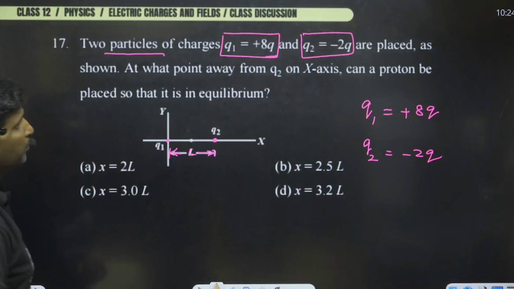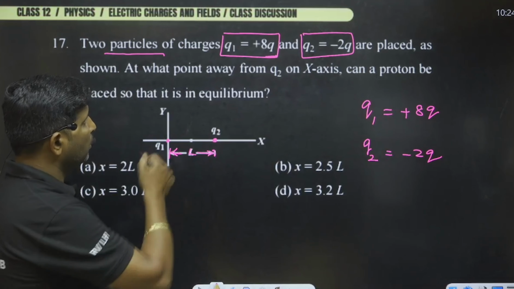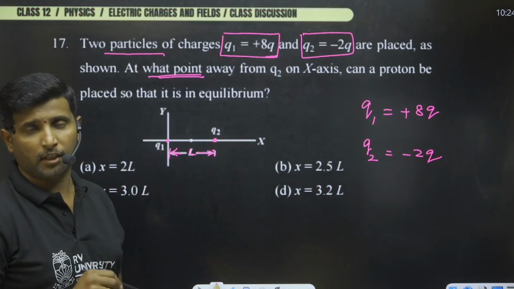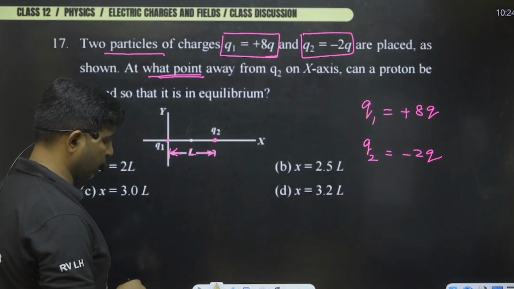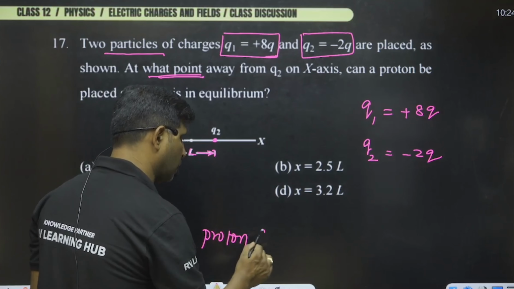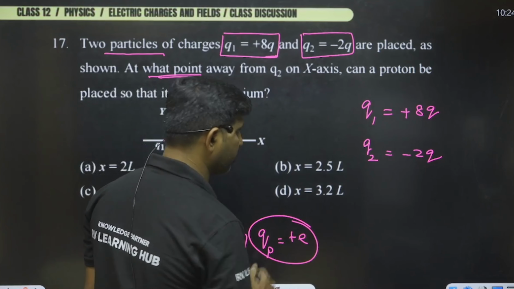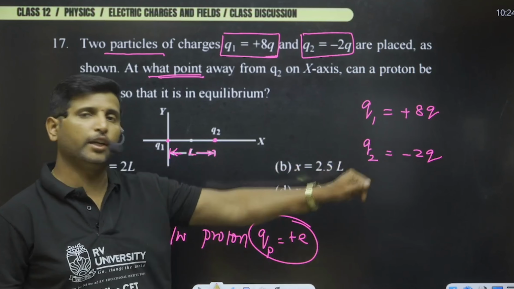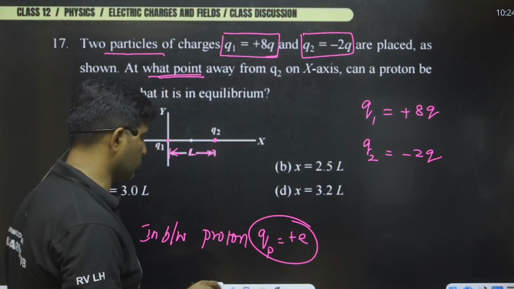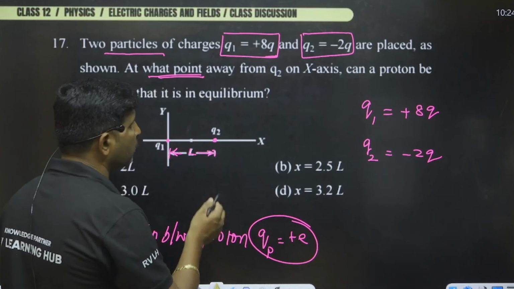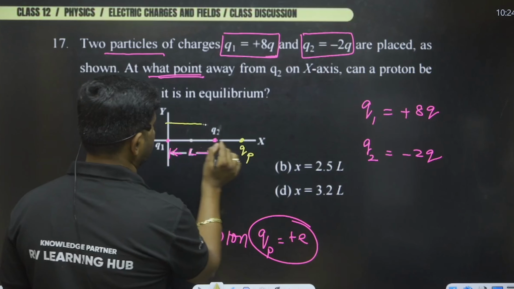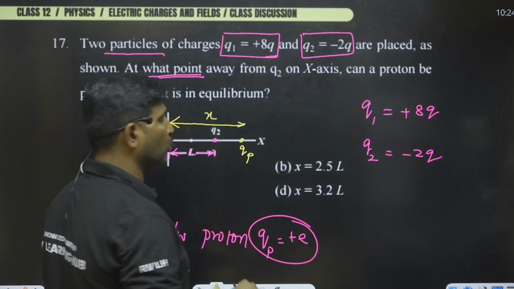Is it right? At what point away from q2 can a proton be placed? They are saying away because, in between, what is a proton here? Proton charge is always plus e. One is a positive charge and the other is a negative charge. If you place a proton in between, the net force cannot be equal to zero. Therefore, they are asking at what point on the x-axis we have to place a proton so that the proton will be in equilibrium.